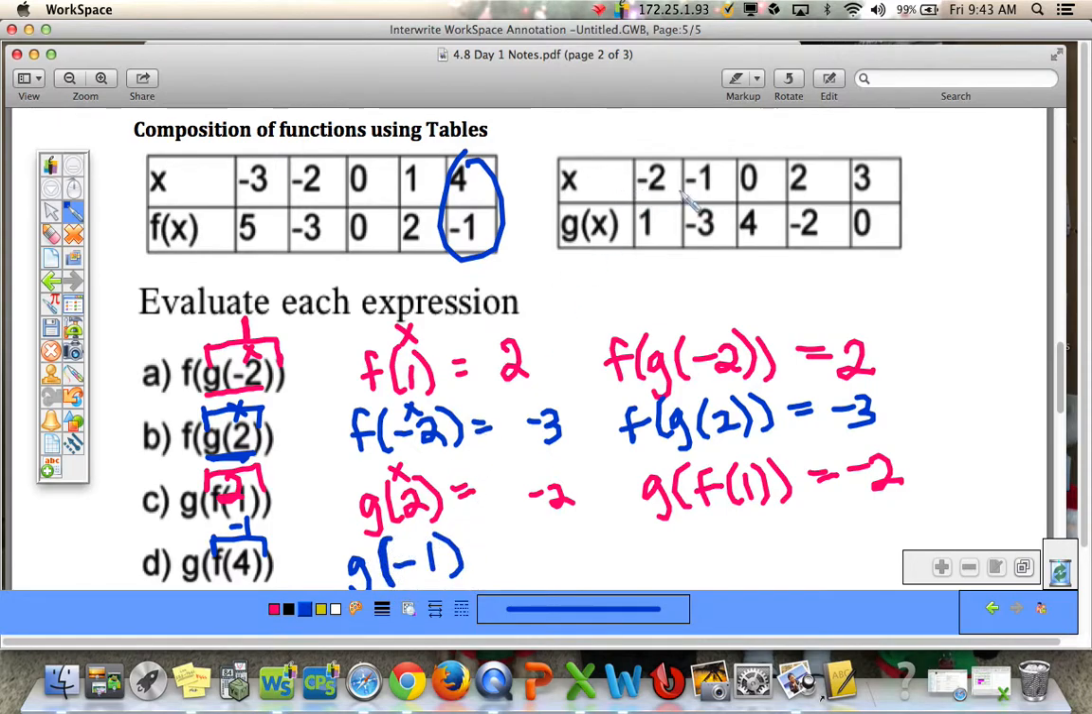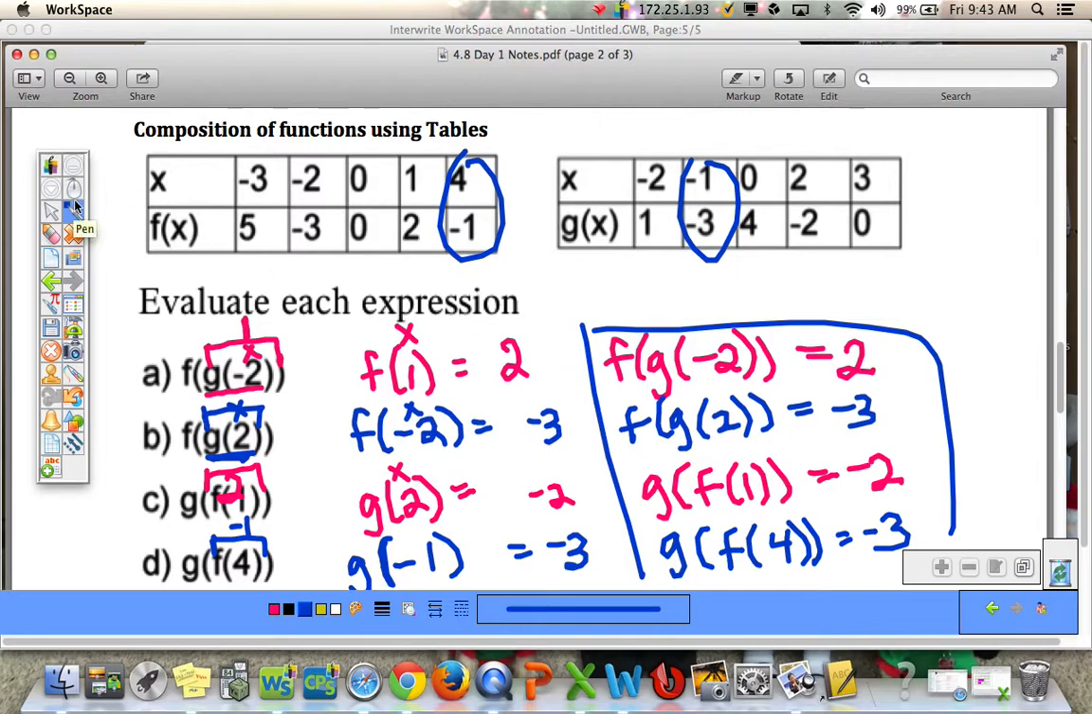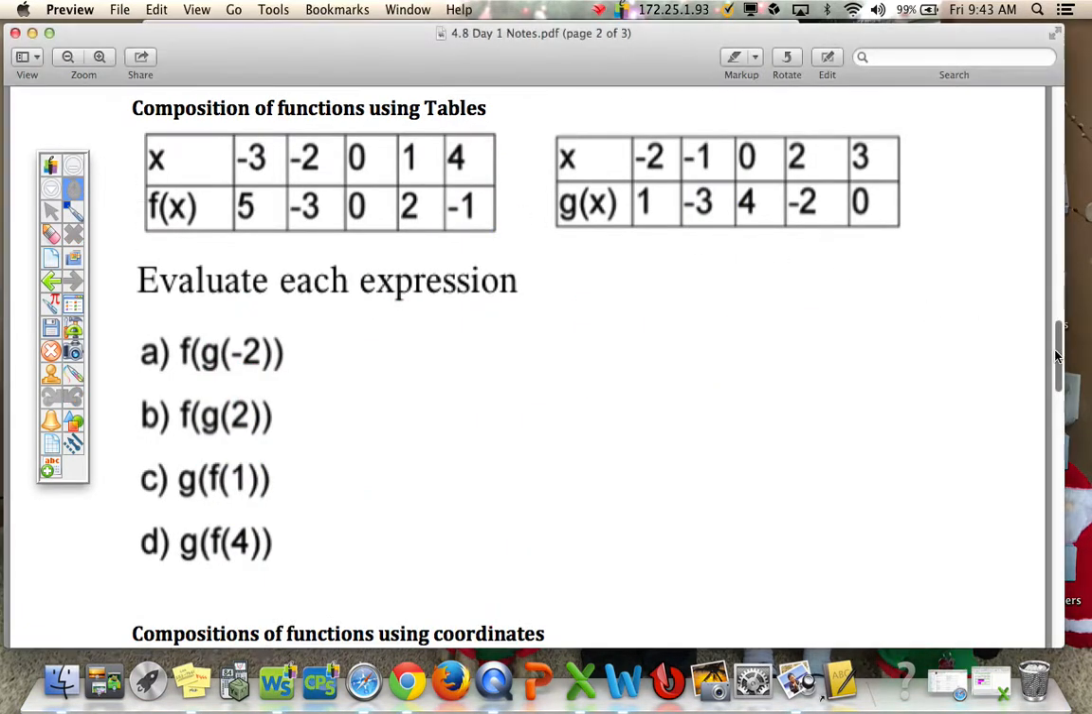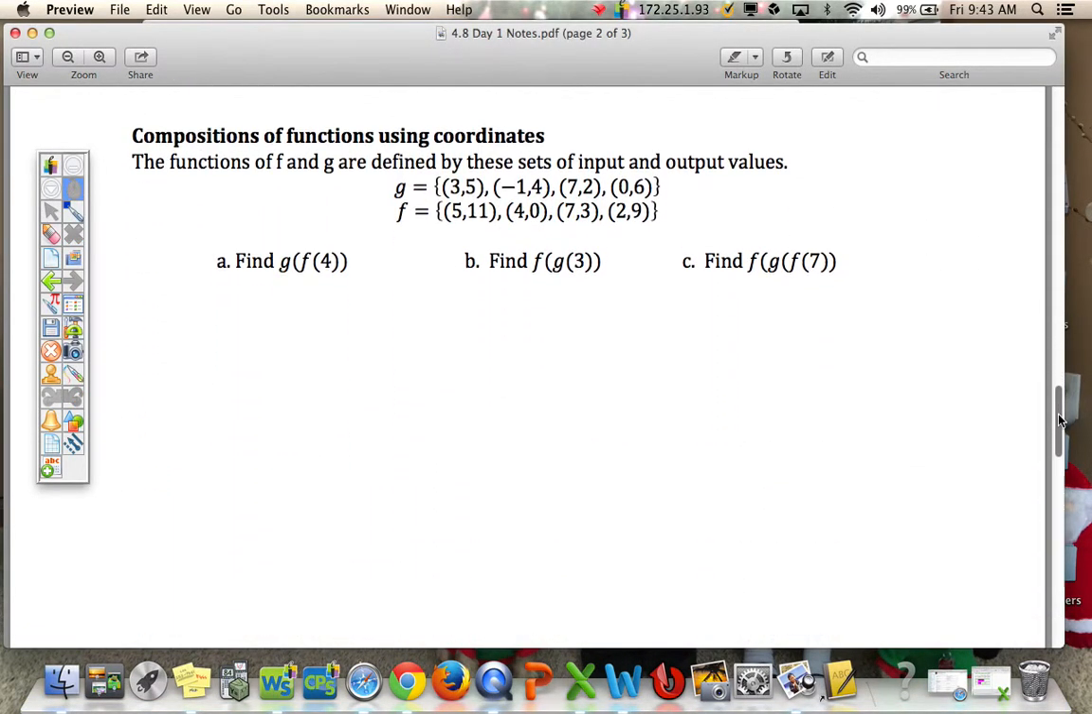Look at the g function. When x is negative 1, what's the answer? It's negative 3. So we say g of f of 4 equals negative 3. And these are the answers. Okay, so that's composition of functions, using an answer from one to find the answer for another in a table.